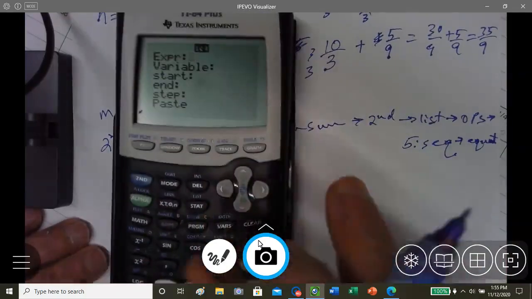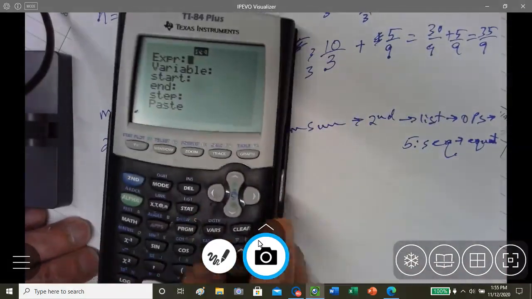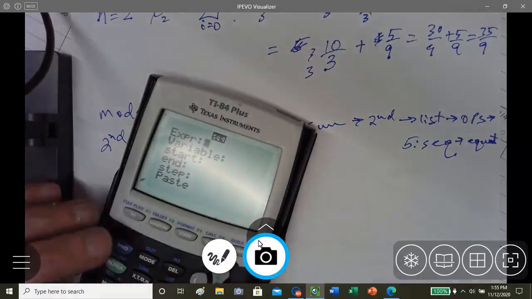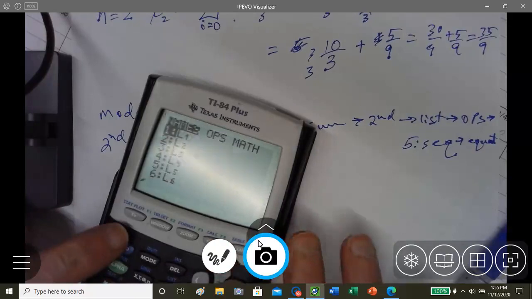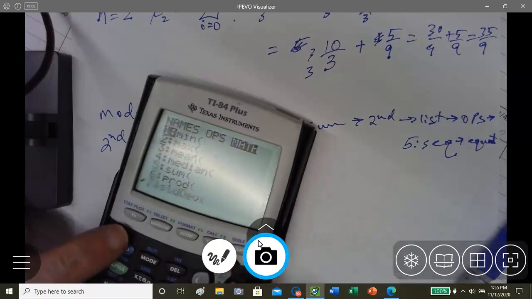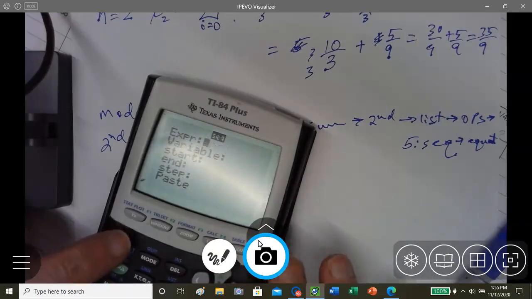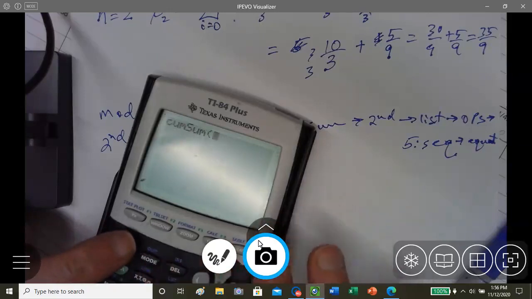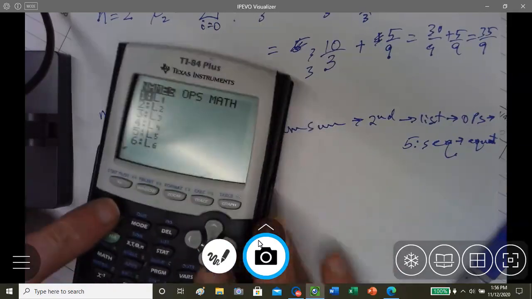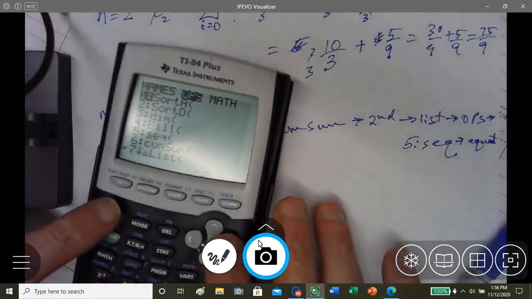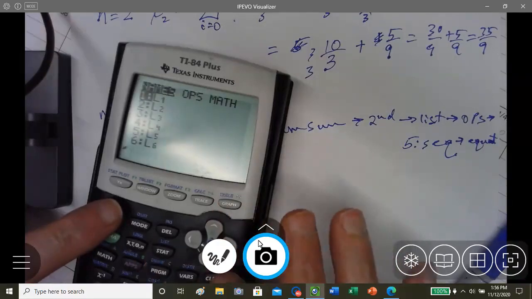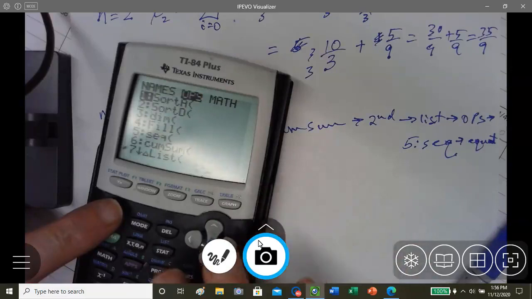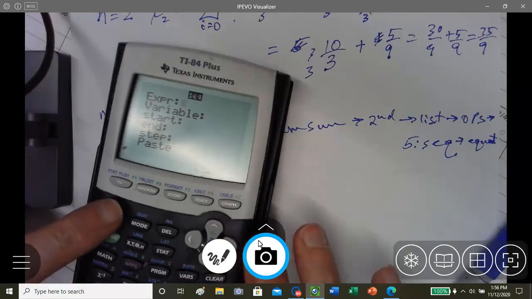Okay, so back here, that's not what we want. Second and list, math, 6. Okay, let's start over. Second and list, ops, and 6. There we go, that's better. And second and list, and ops, and 5.